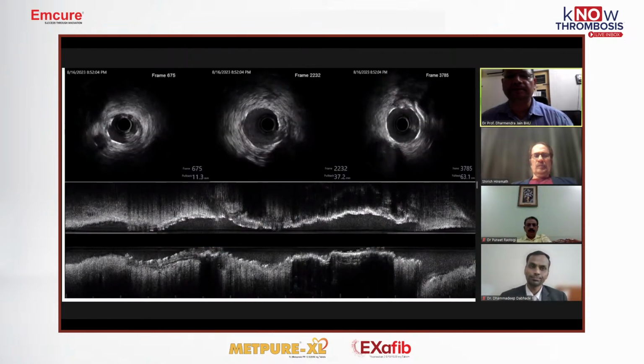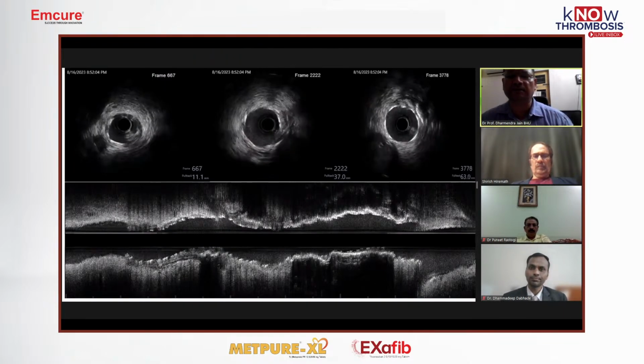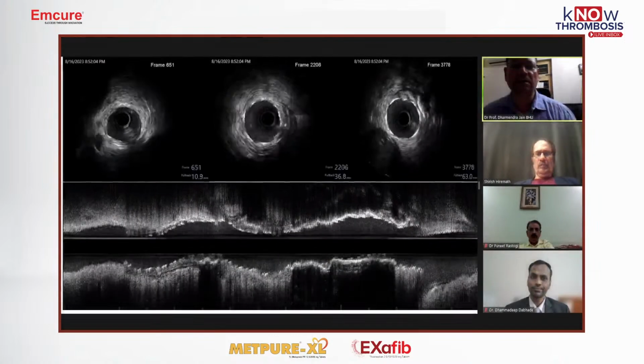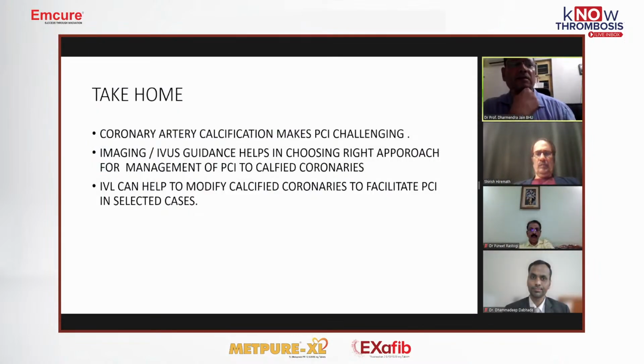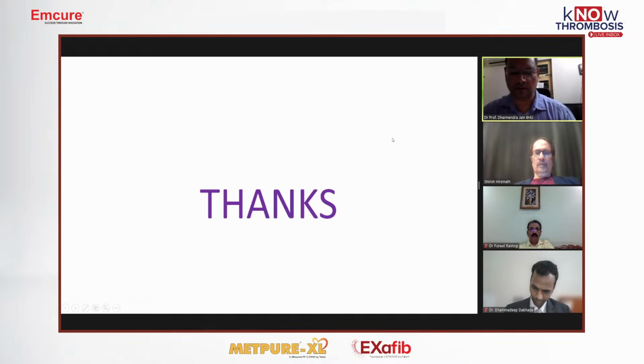So calcium was handled beautifully, and you can see the very well apposed stent. Coronary artery calcification makes PCI challenging sometimes, and imaging and IVUS guidance helps in choosing the right approach for management of PCI to calcified coronaries. And IVL can help to modify calcified coronaries to facilitate PCI in selected cases. Thank you very much for your kind attention.